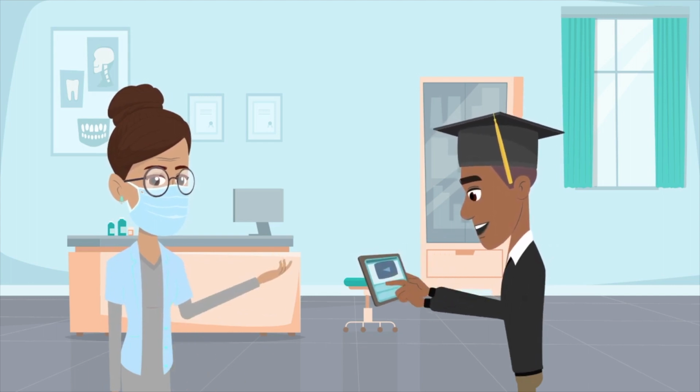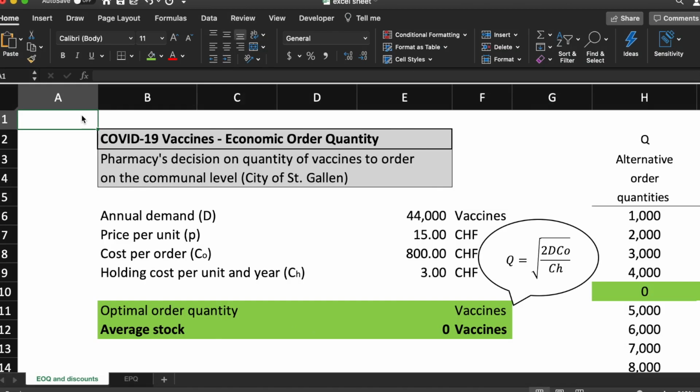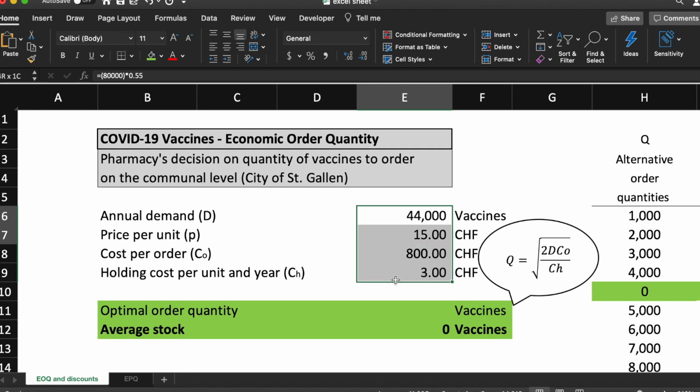What a coincidence! I just had a class on inventory management. I'll explain you how to optimize your order quantity. When minimizing costs and deciding how many units of inventory to order and how often, inventory managers take many variables into consideration. Right off the bat, we need to know the annual demand, the price per unit, costs per order, and holding costs. Here are our fictitious values.